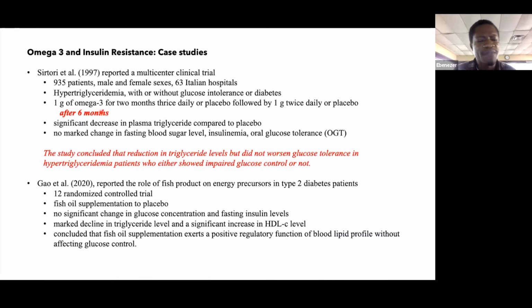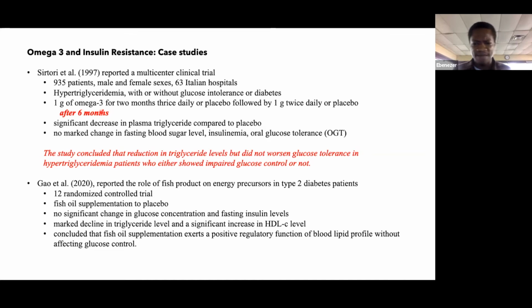Now, I'm going to talk about a particular case study from Sitori et al., 1997. It was reported that about 935 patients with hypertriglyceridemia, with or without glucose intolerance or diabetes, were administered 1 gram of omega-3, 3 times a day. And after 6 months, it was found that there is a clear decrease in plasma triglyceride compared to the placebo. I mean, those people that did not receive the omega-3, there is a clear-cut difference. However, there was no marked difference in fasting blood sugar level, insulinemia, and OGT, that is the oral glucose tolerance.